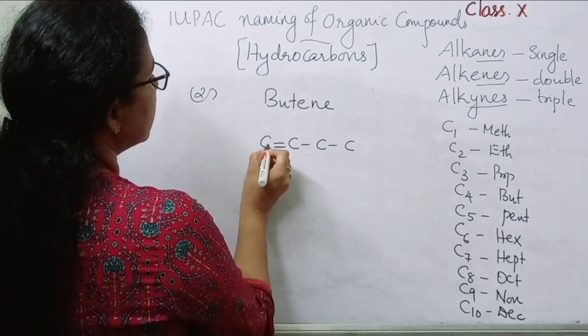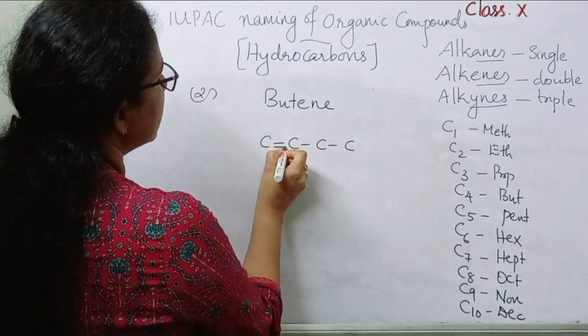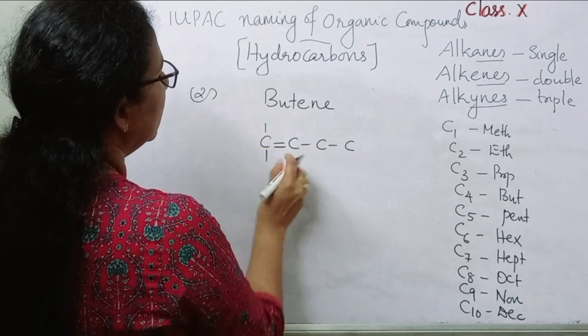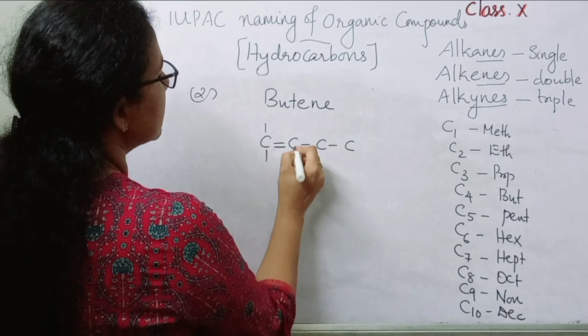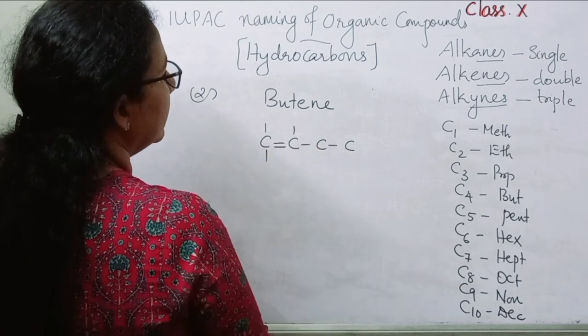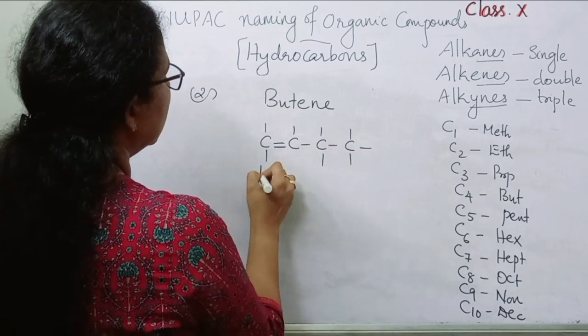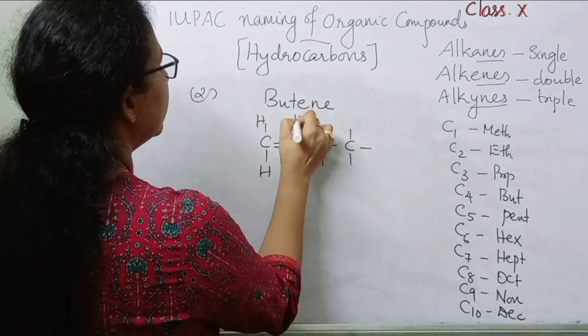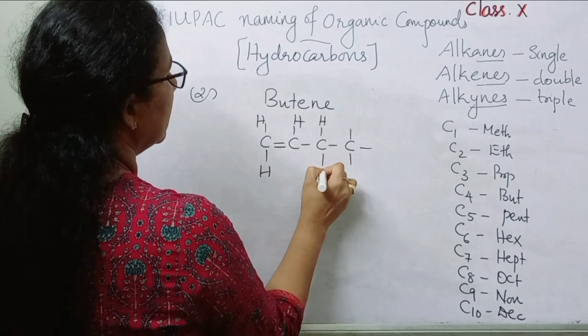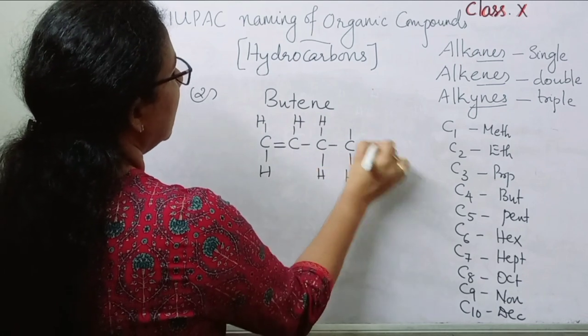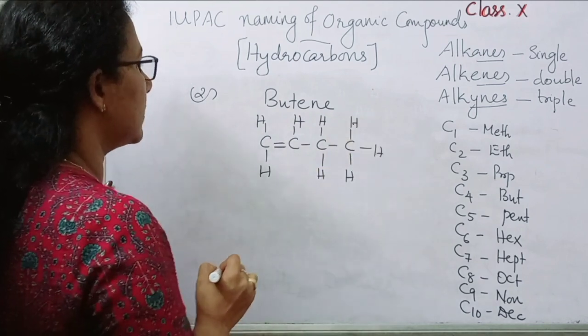Then check the valencies. For this carbon, 2 valencies are satisfied. We need to add 2 more. Here 1, 2, 3 valencies are satisfied. So we need to add 1 more. Here 2 more. Here 3 more. So all the valencies should be satisfied with the hydrogen. So this is how we have to draw the structure of butene.